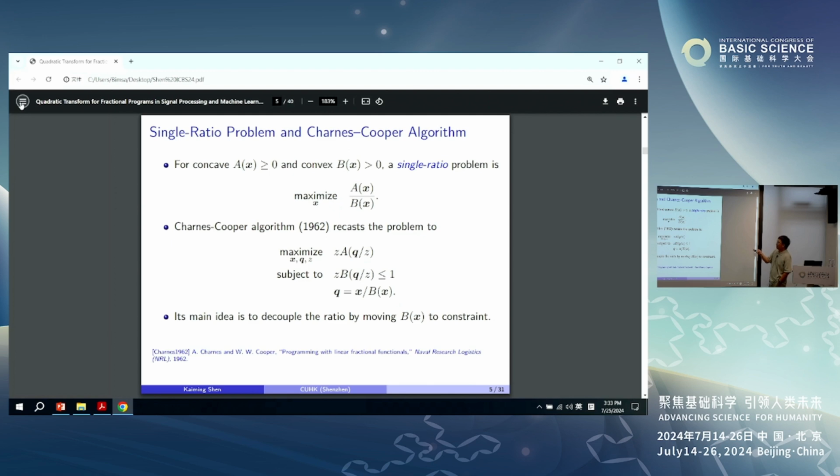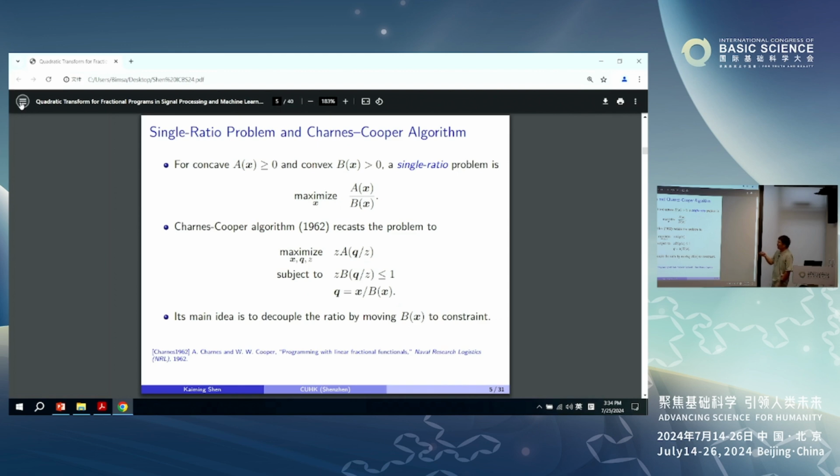Even though a is concave and b is convex, this single ratio problem is still not convex in general. So solving it directly will be very difficult. The difficulty is caused by the coupling between a and b. So a natural idea is to decouple a and b in order to facilitate the problem solving. This idea can be implemented by the classical Charnes-Cooper algorithm.